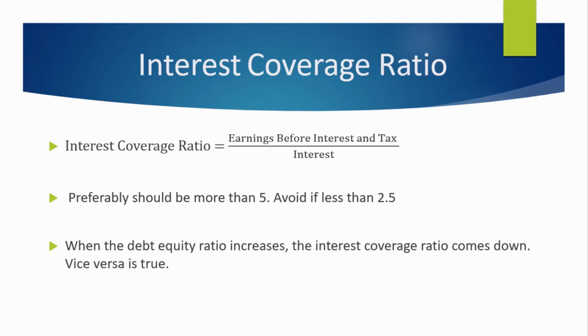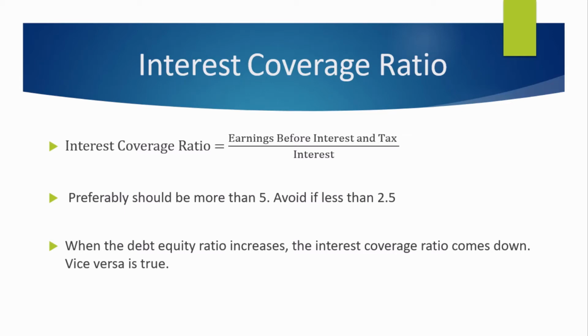We need to check the interest coverage ratio for those companies which have significant amount of debt in comparison to their net worth. Ideally, one should prefer the companies which have interest coverage ratio more than 5. We should definitely avoid investing in companies which have interest coverage ratio less than 2.5. When the company's debt equity ratio increases, the interest coverage ratio comes down. Vice versa, when the debt equity ratio decreases, the interest coverage ratio goes up.